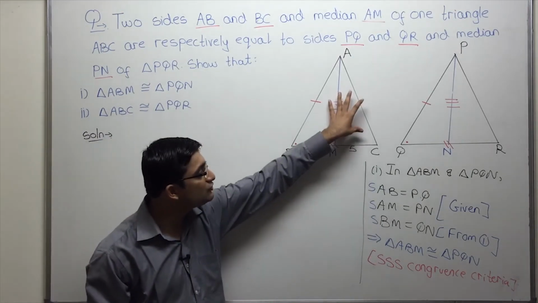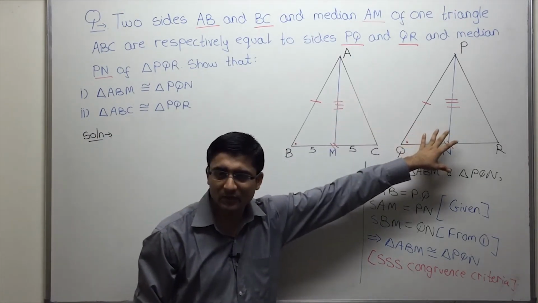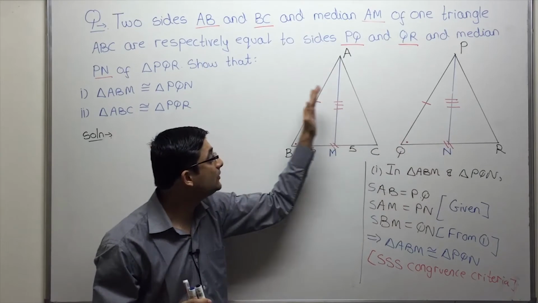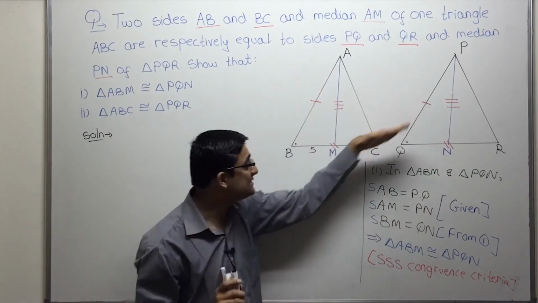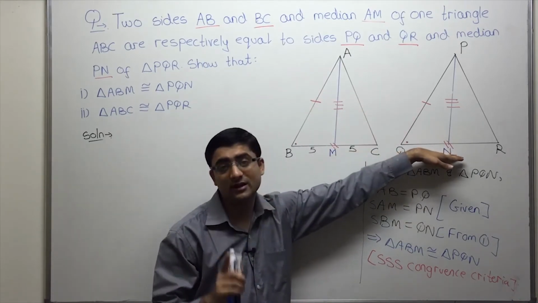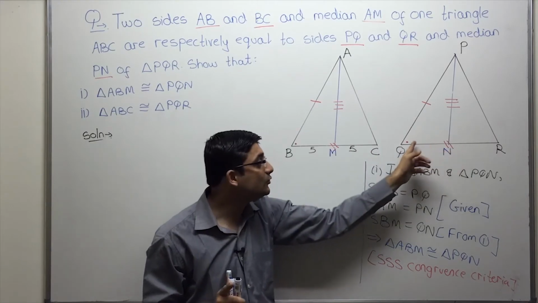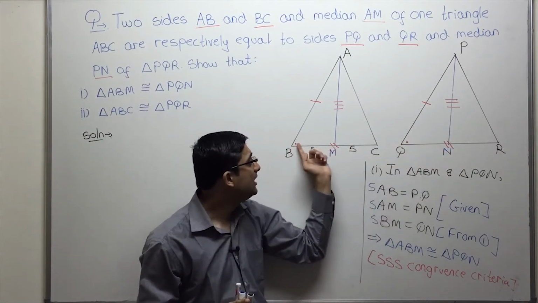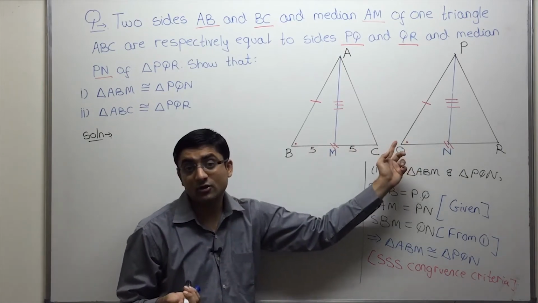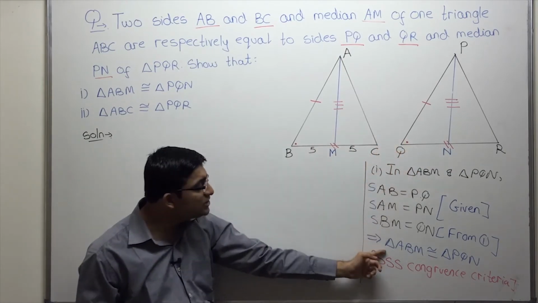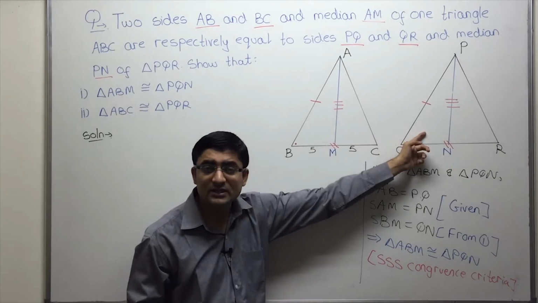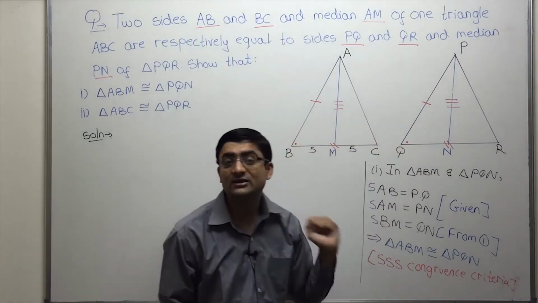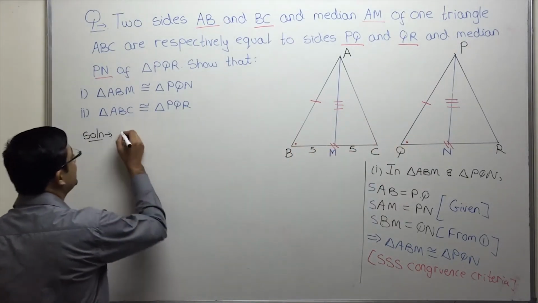I want to show triangle ABC is congruent to triangle PQR. So first look at what is given to you. AB is equal to PQ, one side. BC is equal to QR, another side. Now look for the included angle. This over here is the included angle, and here this is the included angle. Are these two angles the same? I do not know. How can we find out? We just proved that these two triangles are congruent, so let's check if these two are corresponding angles or not. We'll begin from there.